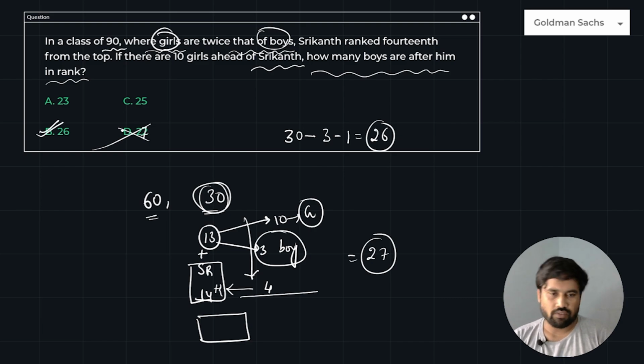So don't get yourself confused. For example, if Shrikant is not given and some girl is given, then your answer would be 27. But Shrikant is also a male member, so you have to consider him as a boy and subtract him also. Why? Because it is mentioned here as after him.